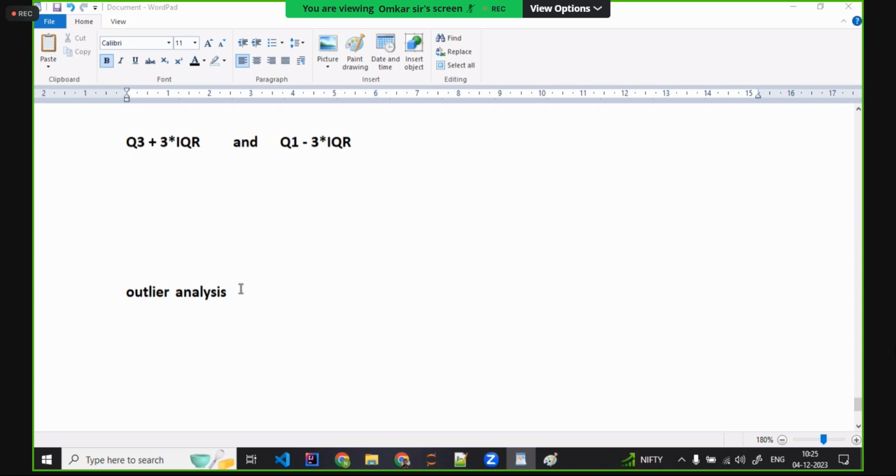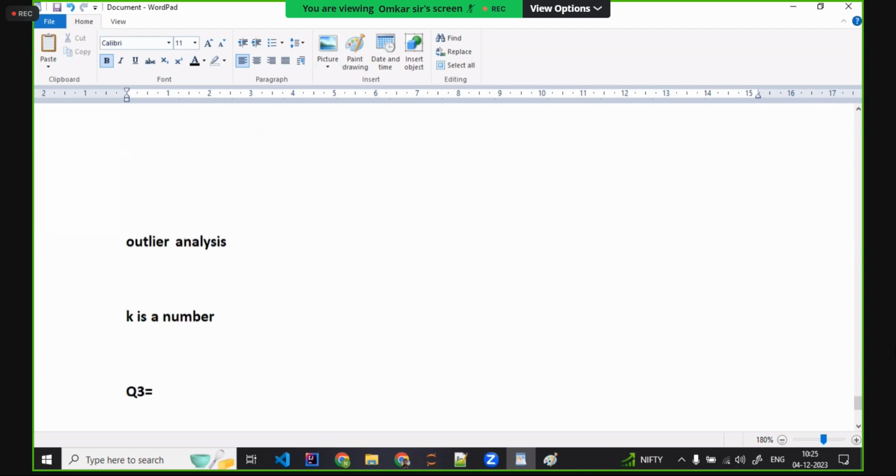Yeah, K is equal to a value that varies. K is a number. The formula is Q3 plus 1.5 into IQR, correct? Or Q3 plus 3 into IQR. That's why we are habituated to always write a generalized expression, K into IQR. When K is equal to 1.5, it is a mild outlier. When K is equal to 3, it is a huge outlier.